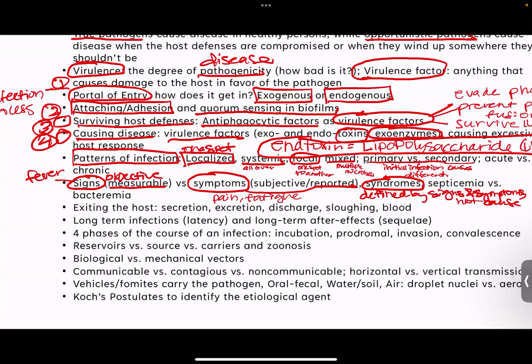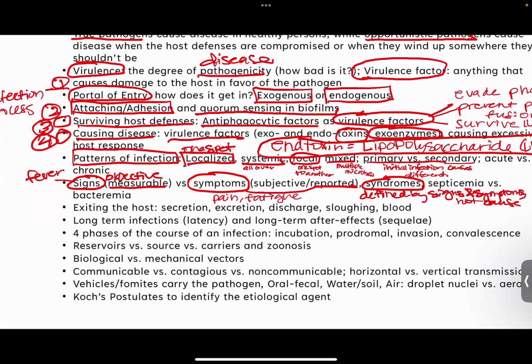So syndromes don't have to be infectious. We know with Down syndrome, it's defined by the signs and symptoms. We know now that it's caused by trisomy 21, but it's defined by its signs and symptoms and how the patients actually are presenting with those defects. So syndrome is defined by signs and symptoms.